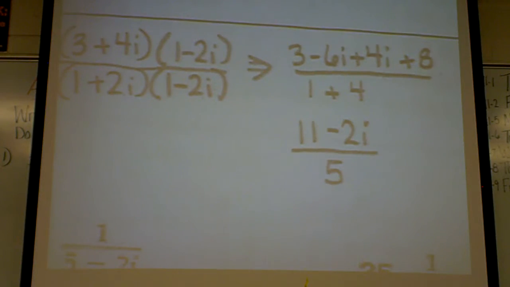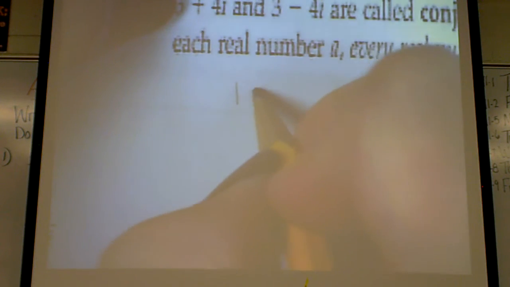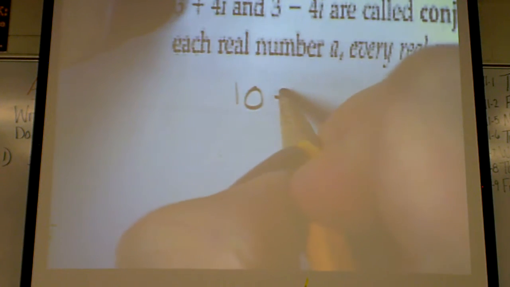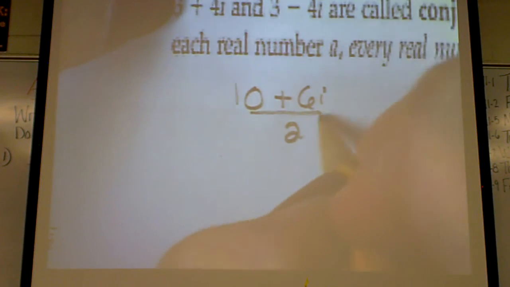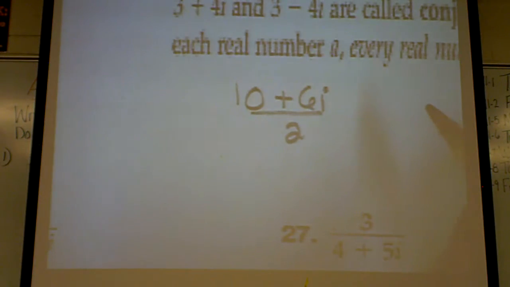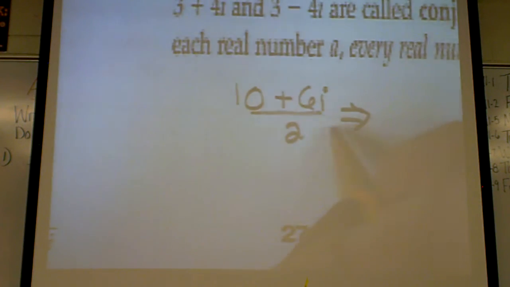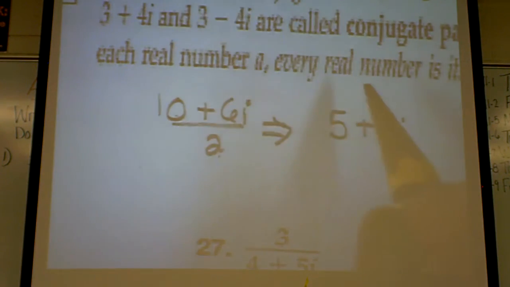What if you got something like, for an answer, what if you came up with 10 plus 6i over 2? How would you simplify this? 5 plus 3i. Okay, so you have to divide this into both. So you'd have 5 plus 3i, right? This is a good answer.